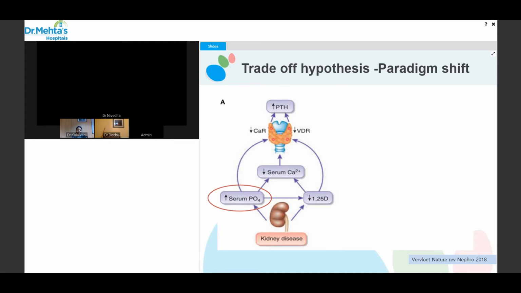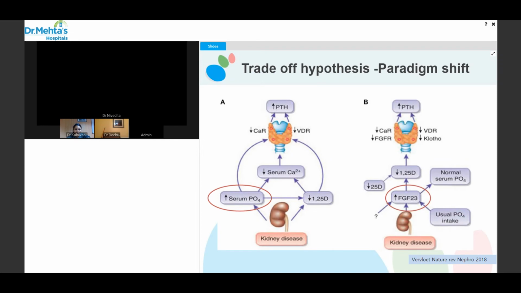But now there has been a paradigm shift in the last few years, and FGF23 has emerged as the initial triggering event, which is raised very early in CKD, even in the presence of a normal phosphate, and that is the major trigger for causing hyperparathyroidism and a decrease in active vitamin D. This paradigm shift has then triggered off a cascade of events that we will come to later.